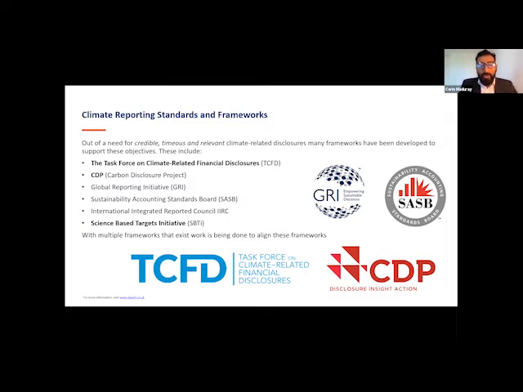These bodies have been very influential in getting disclosures to the level that they are today, and are working at aligning their frameworks to help consolidate and standardize the way in which climate information is disclosed.